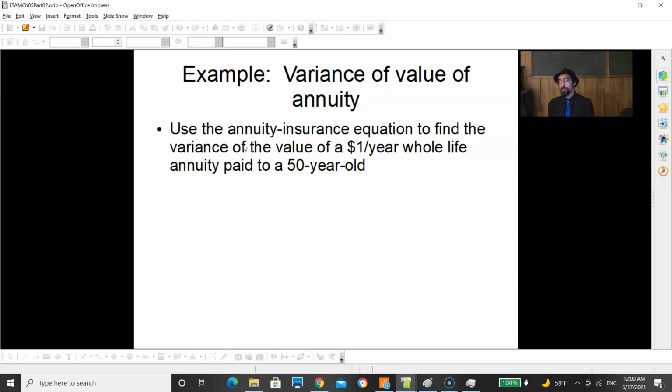And one case where this relationship comes up as rather important is variance of the value of an annuity. If you were paying attention, you might have realized, okay, if we want variance for an insurance value, we can do squared A x minus A x quantity squared. For a double dot, they give us A double dot, they don't give us squared a double dot. But that's okay. We use the annuity insurance equation to find the variance of the value of a $1 per year whole life annuity paid to a 50-year-old.